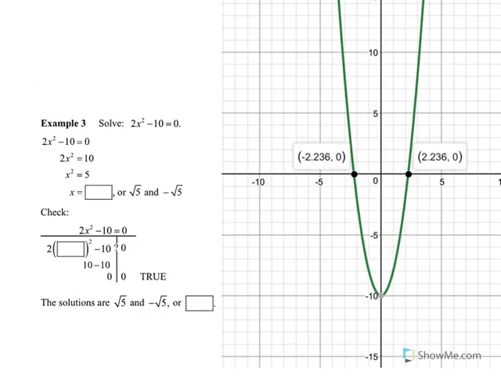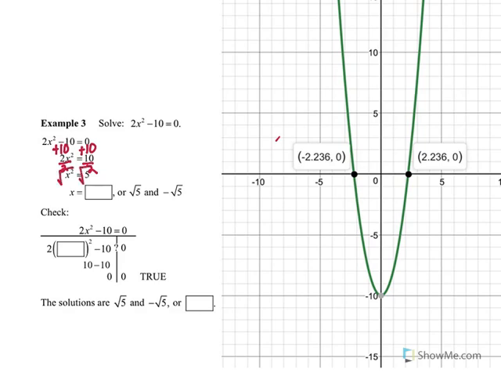Let's solve 2x squared minus 10 is equal to 0. Notice here that I don't have an x value, I just have an x squared. So solving by taking the square root might be our easiest way to do this. So I'm going to start solving to get x by itself. So we first need to add 10 to both sides. After I add 10, I can divide by 2, giving me x squared is equal to 5.